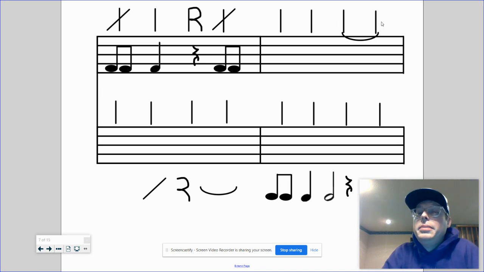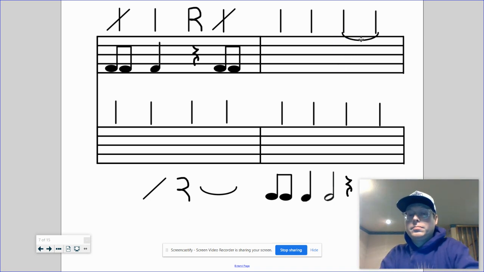When the beats are tied together with a half note, I would write a tie, and then I would write the half note underneath it. Okay, so there's your example.